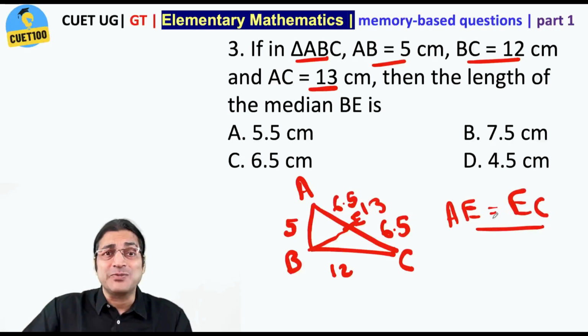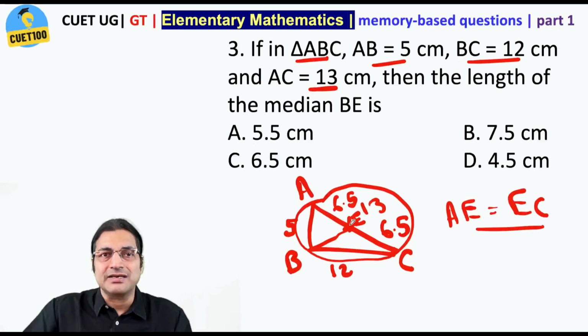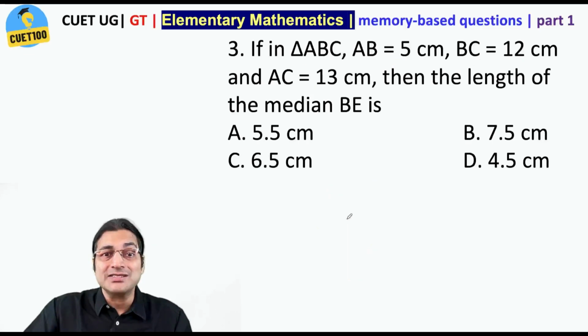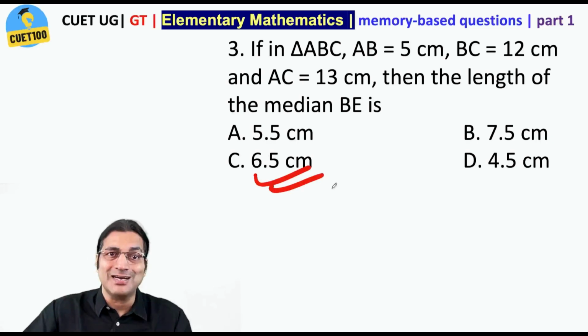And please keep one thing in mind, that in case of a right angled triangle, the midpoint of hypotenuse is the circumcenter. So if we draw a circle through these 3 points, this would be the center. So if this is the center, the radius of the circle is 6.5, but this also is the radius of the circle, so this also would be 6.5. So your answer is 6.5. Please keep these small things in mind all the time so that you don't have to work unnecessarily.